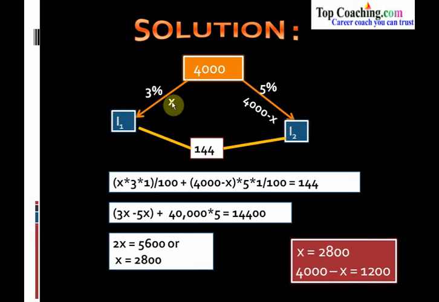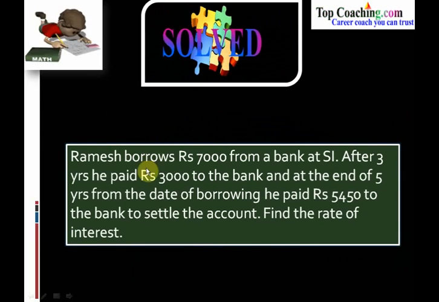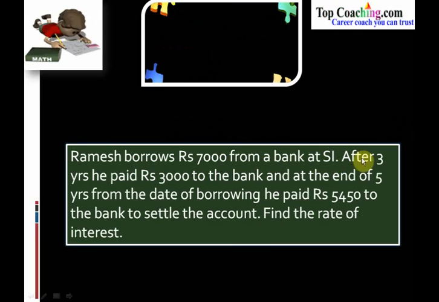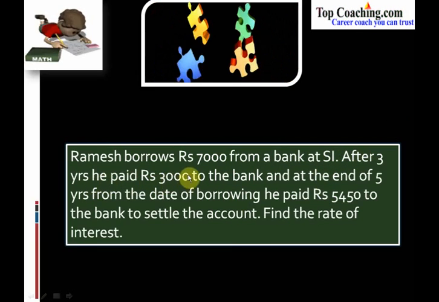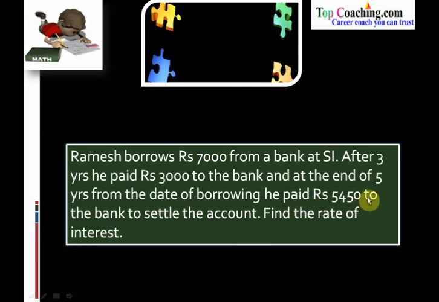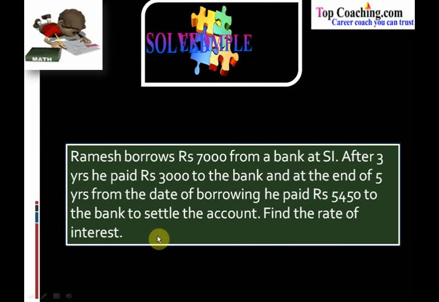So the first part, which is equal to x, comes out to be equal to 2,800, and the second part, which is 4,000 minus x, comes out to be equal to 1,200. Let's solve the next problem, and it says that Ramesh borrows rupees 7,000 from a bank at simple interest. After 3 years, he paid rupees 3,000 to the bank, and at the end of 5 years from the date of borrowing, he paid rupees 5,450 to the bank to settle the account. Find the rate of interest.